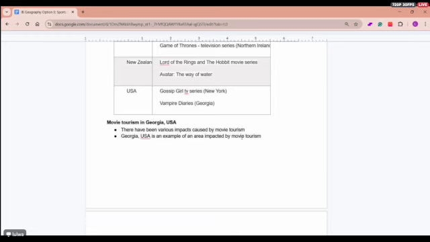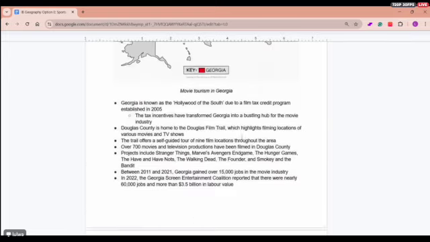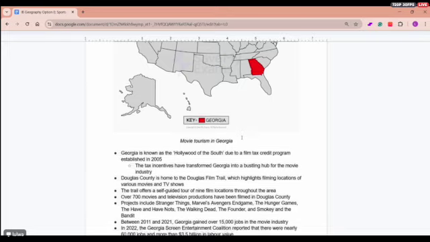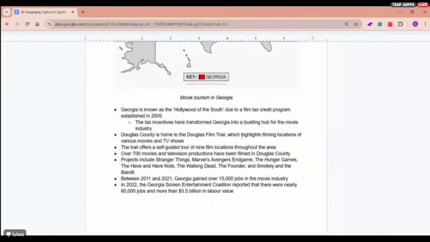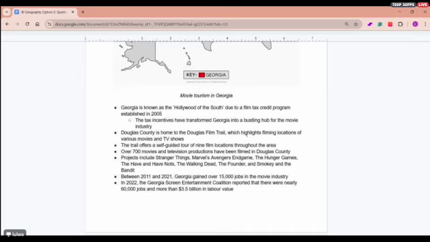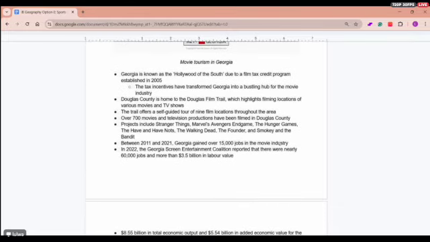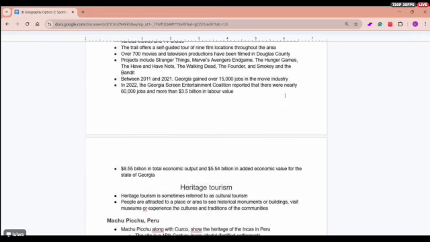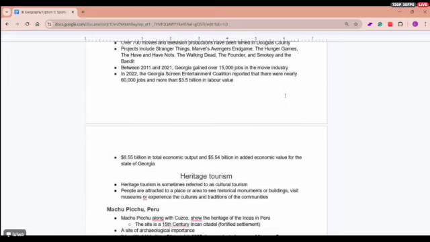So, movie tourism in Georgia. There have been various impacts caused by movie tourism, and Georgia is a very good example. Georgia is known as the Hollywood of the South due to a film tax credit program in 2005, and Douglas County is home to the Douglas Film Trail, which highlights filming locations of various movies and TV shows. Georgia gained over 15,000 jobs in the movie industry between 2011 and 2021 because they received many projects such as Stranger Things, Marvel, Hunger Games, Walking Dead. So that's a lot of big names. In 2022, the Georgia Screen Entertainment Coalition reported that there were nearly 60,000 jobs and more than $3.5 billion in labor value in the entertainment industry.